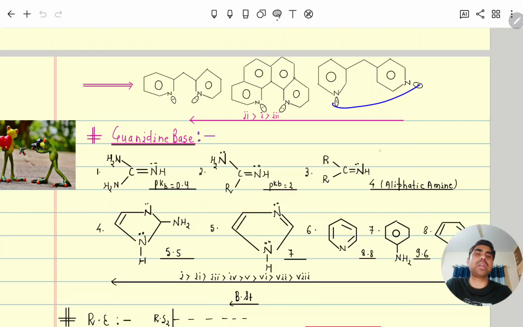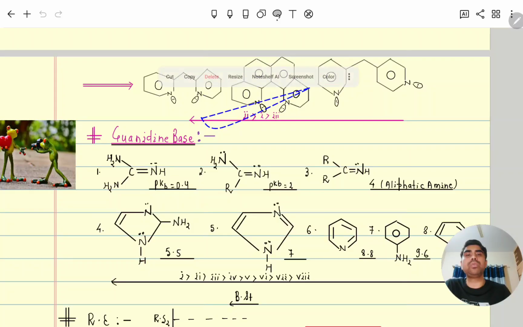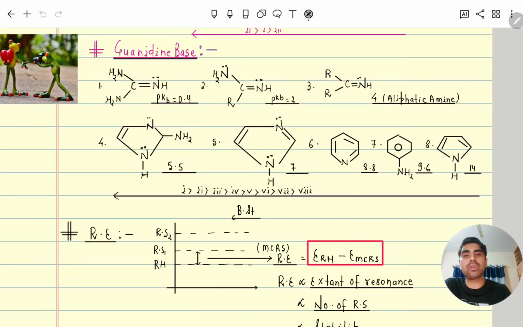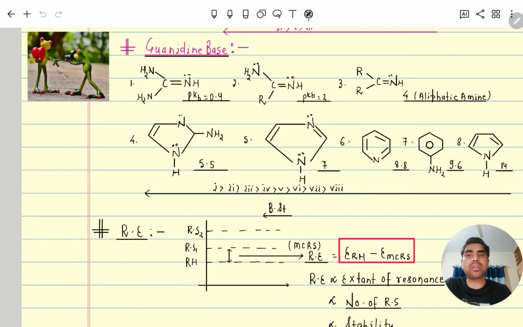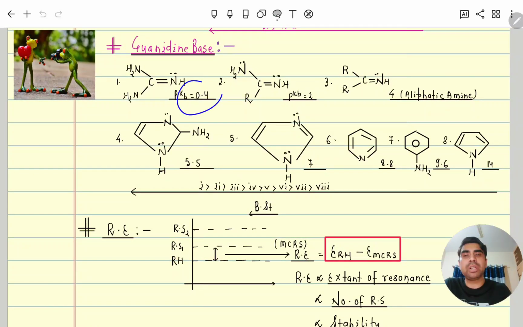Here, chelation cannot happen. For this guanidine base, you can see the Kb value is given. The higher the Kb value, the lower its pKb. The higher the pKb value, the lower the Kb value and the lower the basic strength. So this one is the more basic.